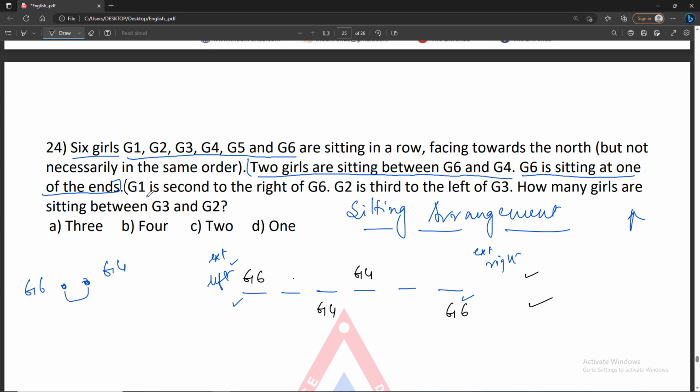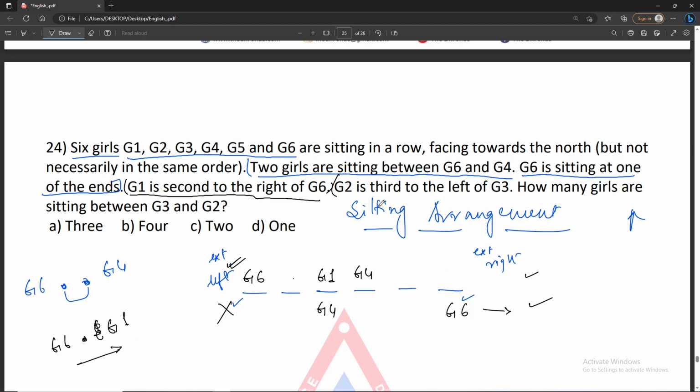The next line states G1 is sitting second to the right of G6. That means G6, one gap, G1 to the right. But G6's right should be here, and we do not have any other places to the right of G6. That means the second possibility is cancelled out. So we are going only with the first case.